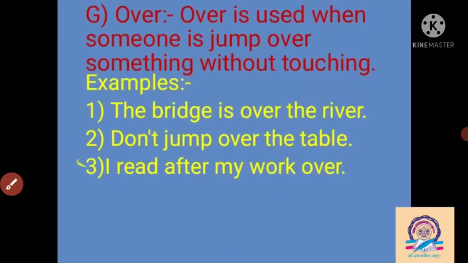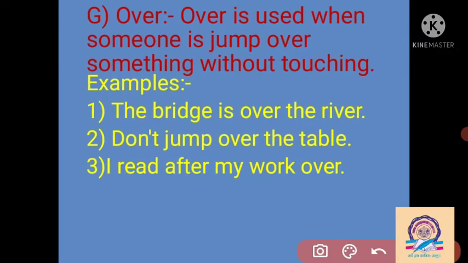Then over is there. Over is used when something jumps over something without touching. It means we have to not touch the object, and the object is on the upper side. Like the breeze is over the river. So here the river is on the downside, and on the upper side there is a breeze. So for the breeze we have to use over. Don't jump over the table. Here we have to jump over the table, but not touch the table. At those times we have to use over.